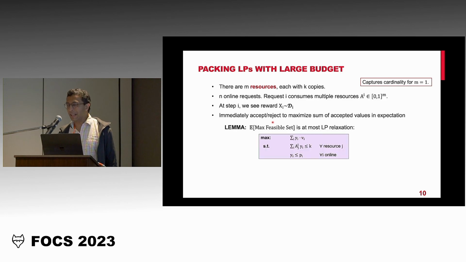Maybe the LP relaxation is relatively easier to think about. Again, you have the objective, the summation of y_i v_i. The constraint is basically a packing LP. I've assumed for simplicity that in each dimension you have exactly k copies of a resource. So you have m such constraints, where m is the number of resources. The constraint basically says that if you sum up whatever you've selected, y_i being how much you've selected the ith request, times the resource consumed, this should sum up to at most k. And again, y is at most p.